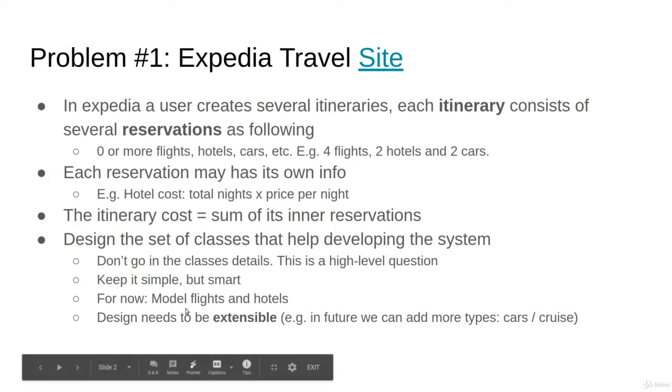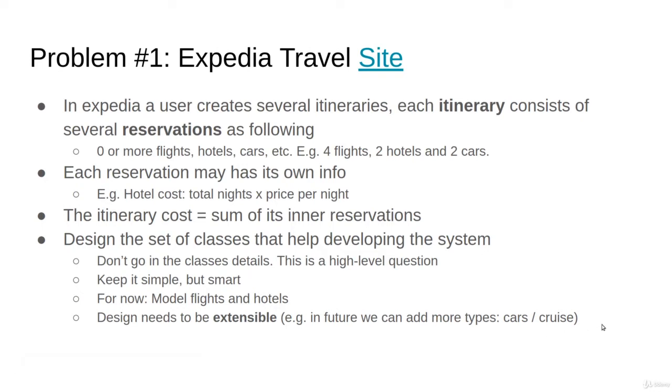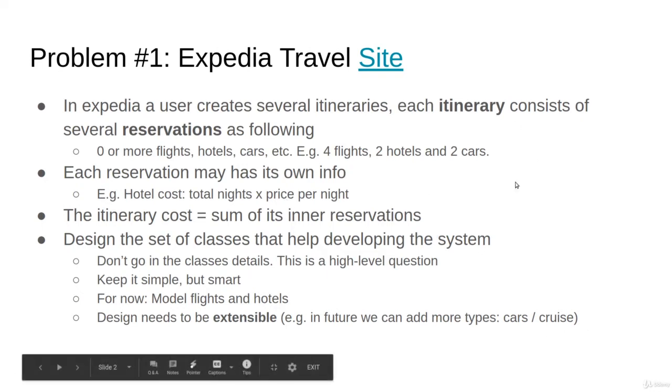For now, just model the flights and hotels. Do not model cars, but design something that should be extensible in the future. Something that you can add more to in the future, maybe cars or anything else. So try to focus on the design level of that.